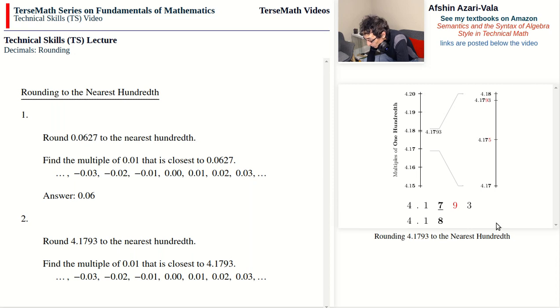Now here again we stop at hundredths because we want to round to the nearest hundredth. As you can see, the answer can be one of these. So they all stop at hundredths.